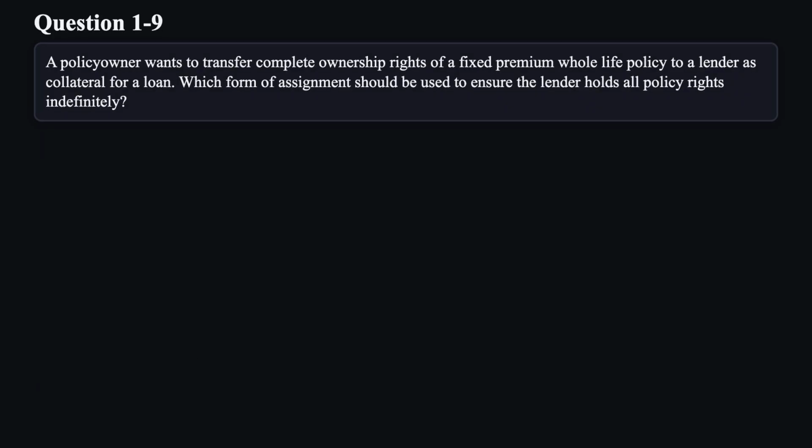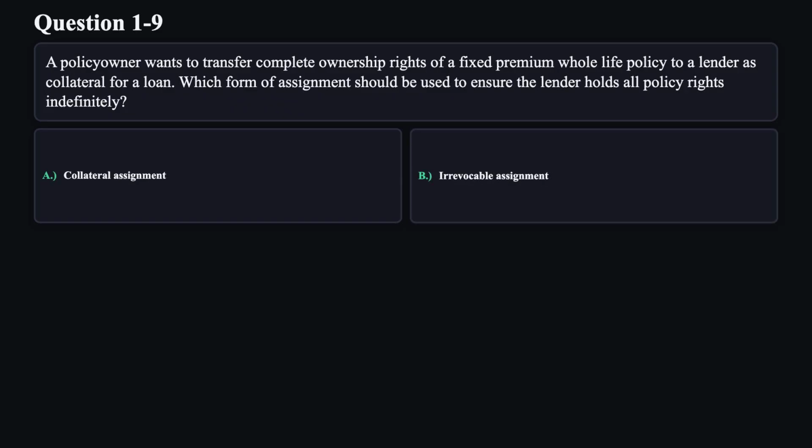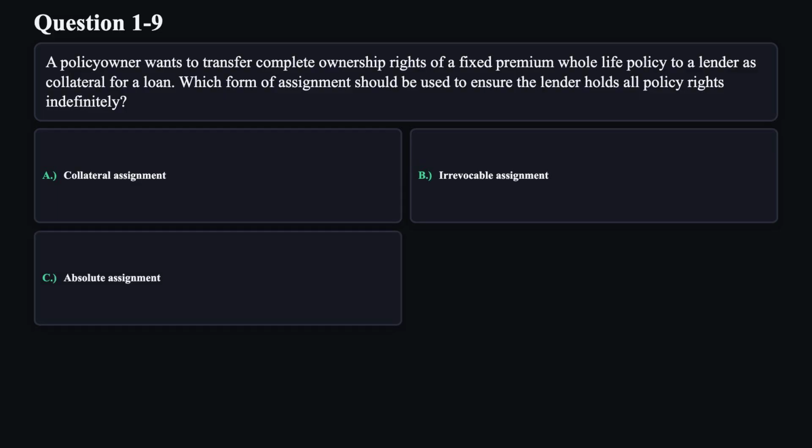Question 9. A policy owner wants to transfer complete ownership rights of a fixed premium, whole life policy to a lender as collateral for a loan. Which form of assignment should be used to ensure the lender holds all policy rights indefinitely? A. Collateral assignment. B. Irrevocable assignment. C. Absolute assignment. D. Conditional assignment.